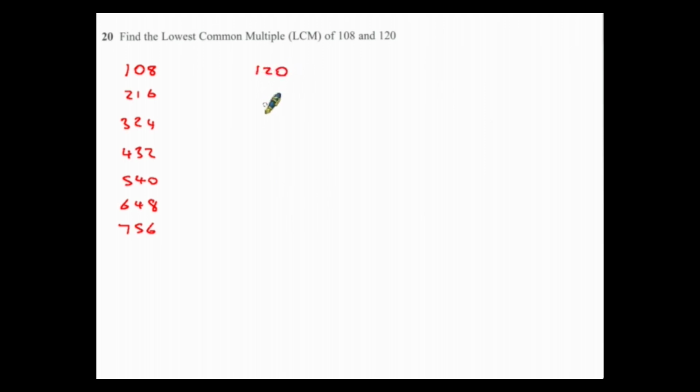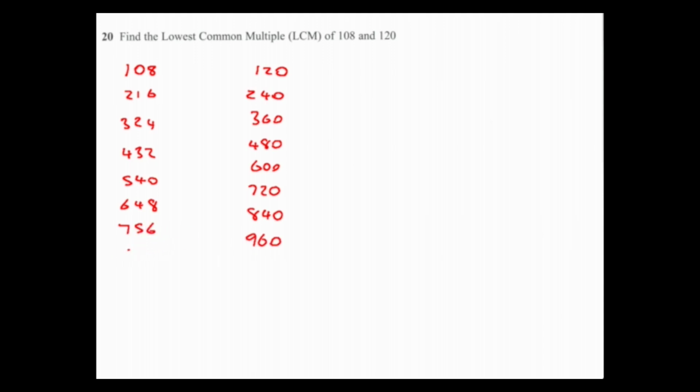of them match. We have 120, then we have 240, then 360, 480, 600, 720, 840, 960. Let's carry on with the first column.